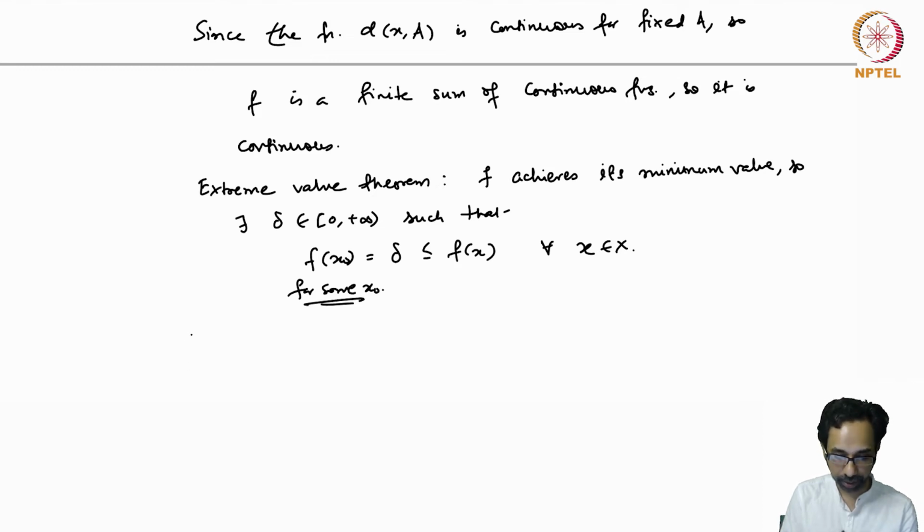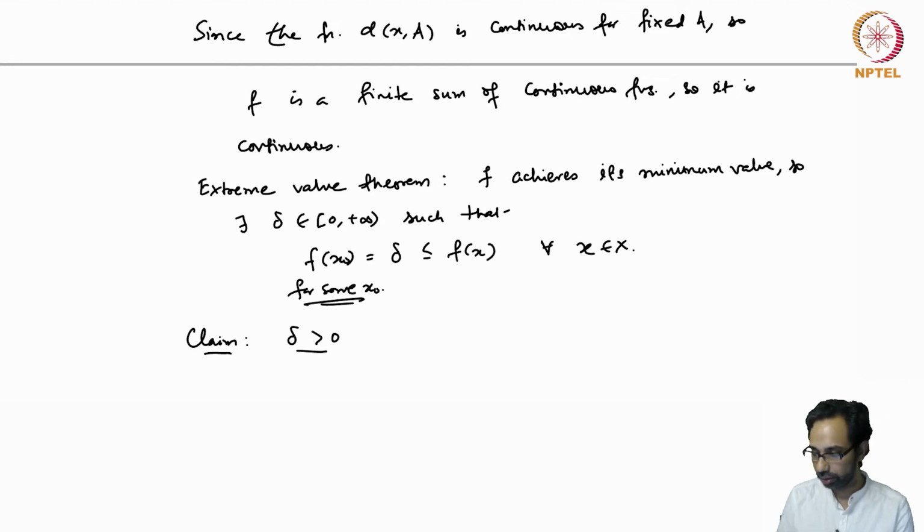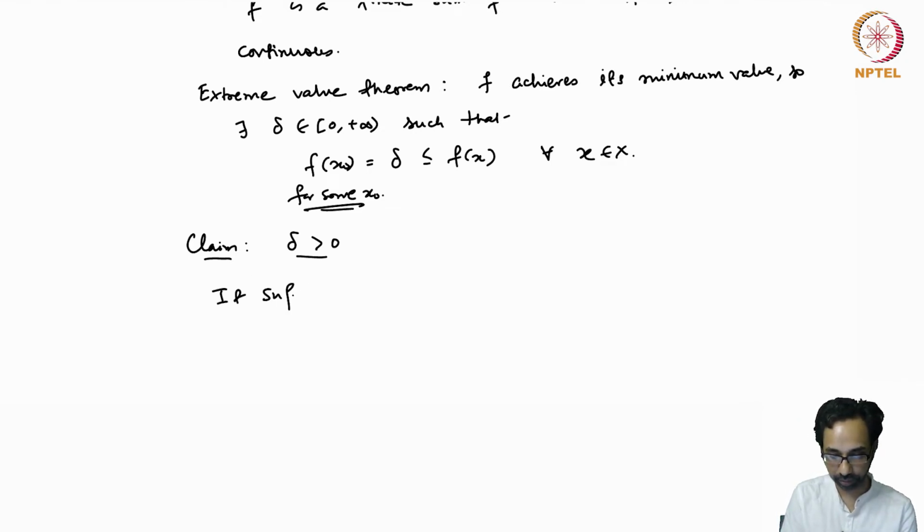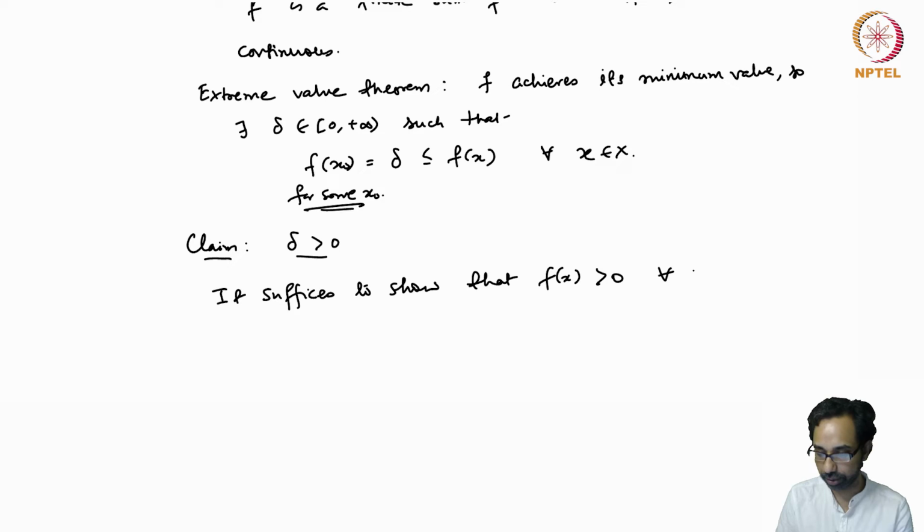And I claim that delta is positive. So let us see why delta is positive. It suffices to show that f of x is strictly positive for all x in X, and because f of delta is of the form f of x naught, this is greater than 0. So then we will have that delta is greater than 0.